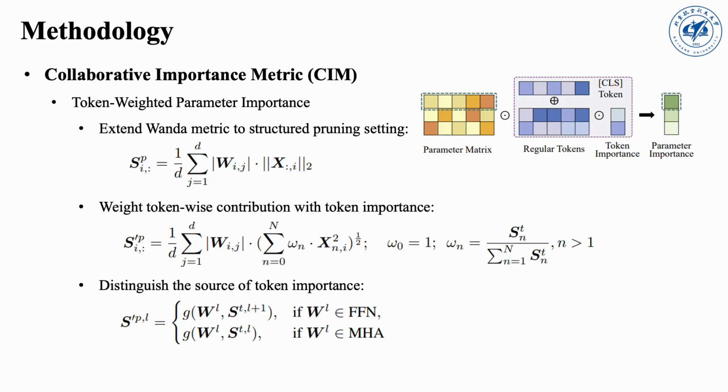In the CIM module, we reduce the interference between parameter and token redundancy during importance estimation. For parameter importance, we first extend the classical Wanda metric to structured pruning. Then, we weight token-wise contribution via token importance, with stronger emphasis on the class token. Additionally, since token importance is directly determined by the MHA computation in the current layer and the FFN in the previous layer, we explicitly distinguish the importance sources.